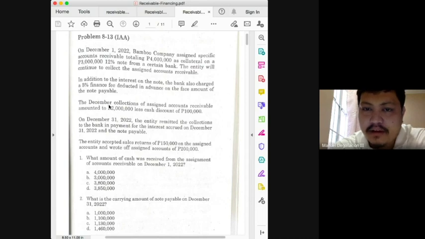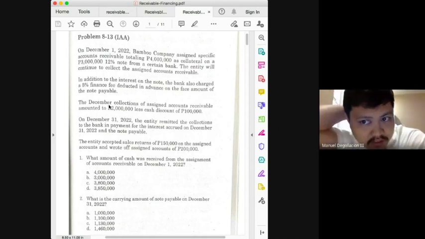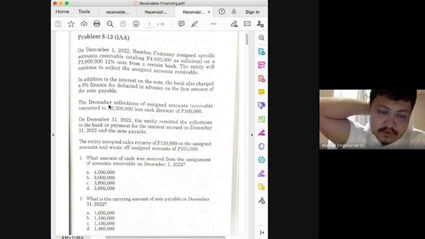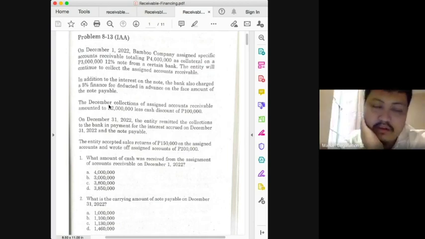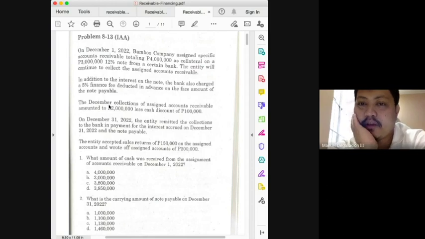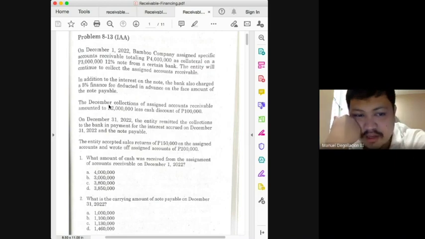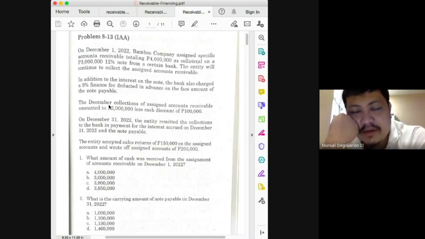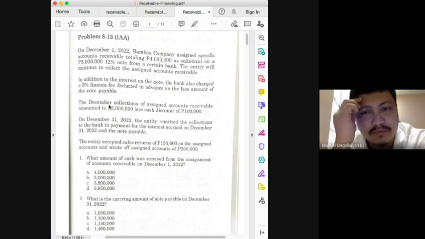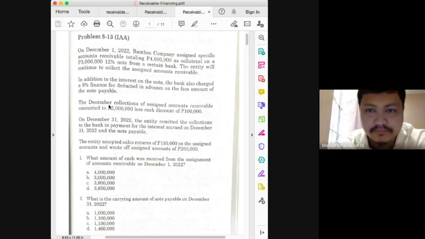Okay, and the arrangement is that we will have to pay interest on the promissory note, interest on our borrowings at 5%, based on the amount of borrowings, to be deducted in advance. So meaning, even though we are borrowing 3 million, even though our liability will be 3 million, the amount that we will actually get would be lesser than 3 million.